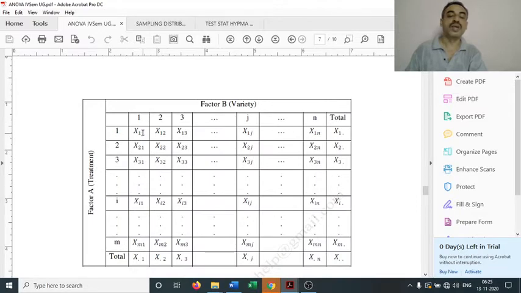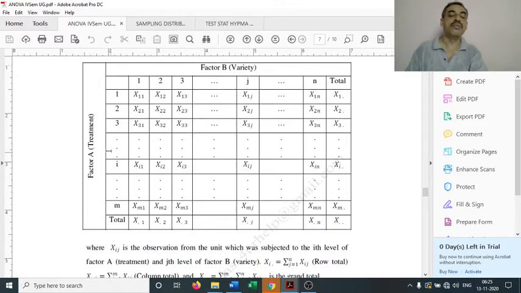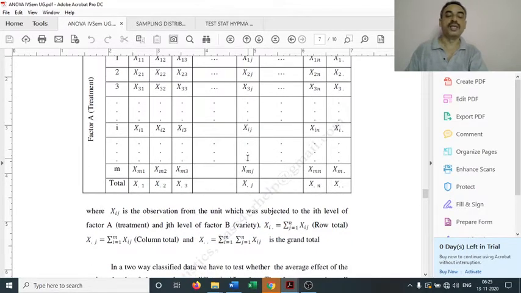Here x11 is the observation receiving factor A or treatment 1, and factor B or variety 1. So the first suffix goes to treatment, the second suffix goes to the factor, so xij is the observation from the unit receiving the ith level of factor A or treatment and the jth level of factor B or variety. In the above example, if you consider two factors like the fertilizer and also the type of the sapling, then it's a two-way classified data.